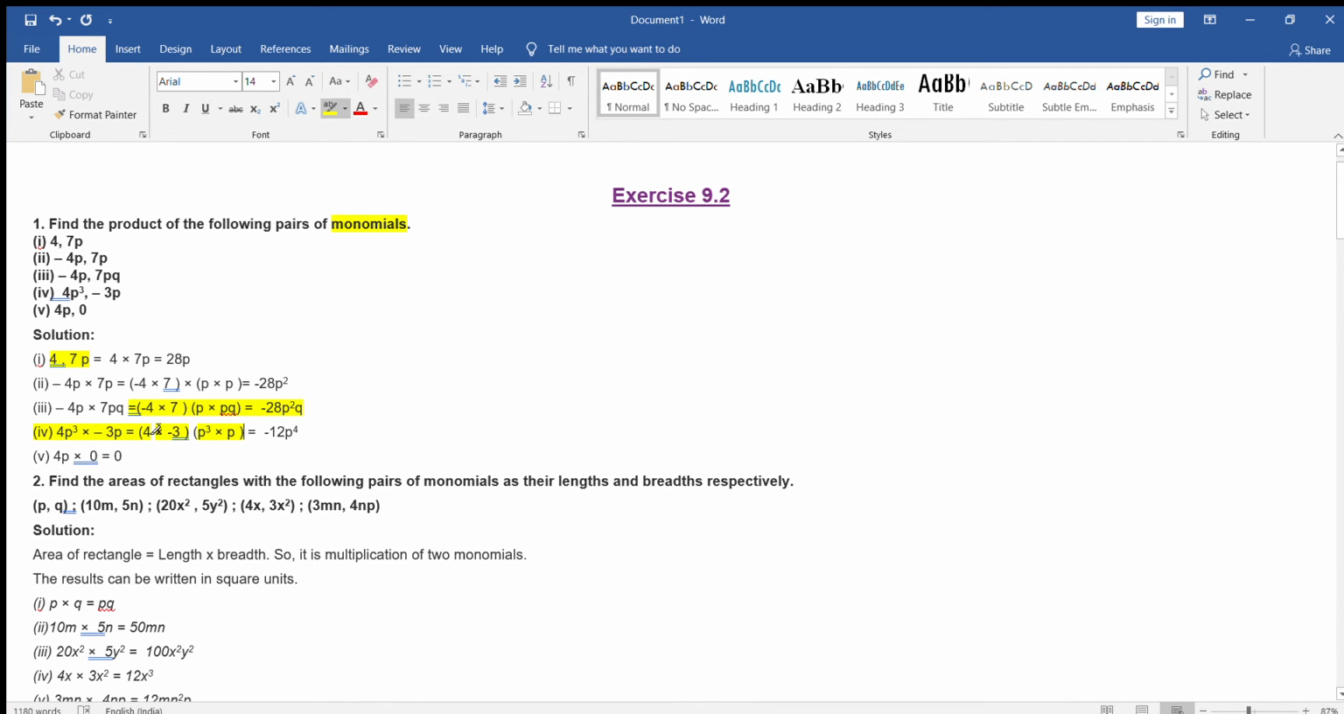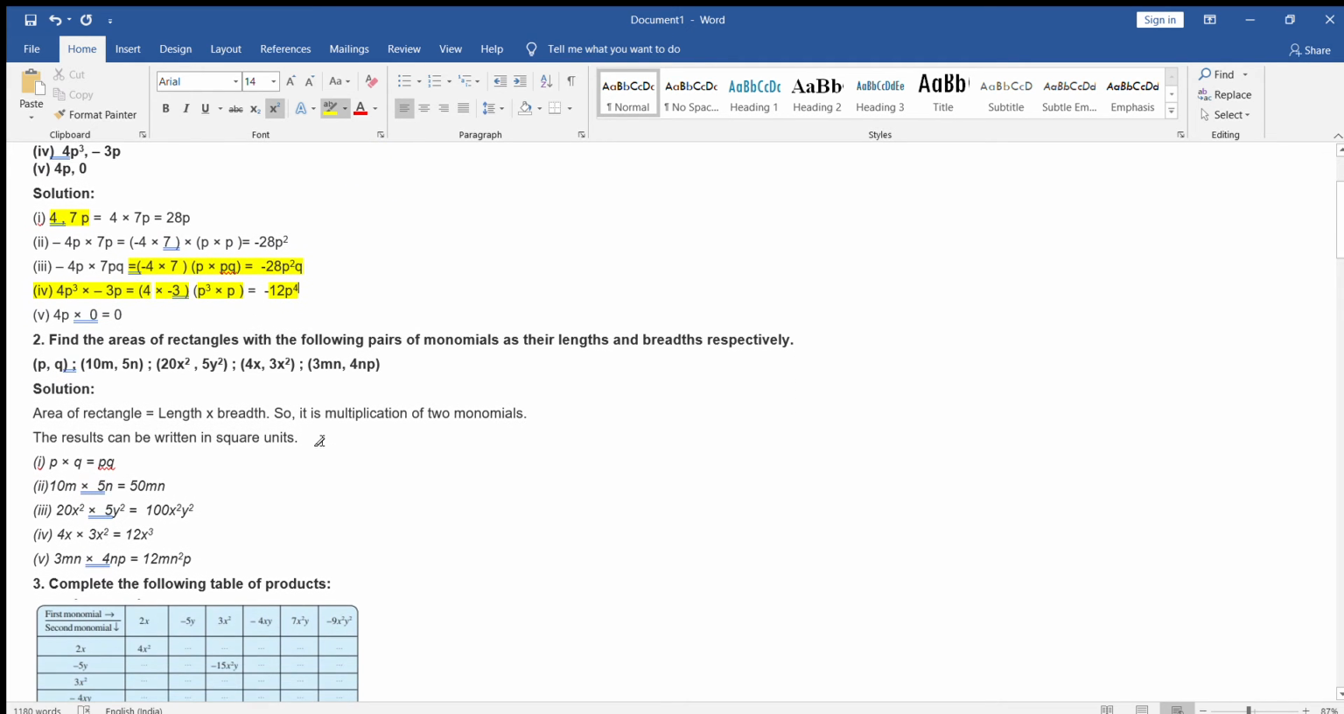When we multiply minus 3 and 4, we get minus 12. And when we multiply the same variable, p cube and p, the powers are added. For p cube the power is 3, for p the power is 1. So both powers will be added, meaning the power will be 4. So the result we get is minus 12p to the power 4. So simply we have to multiply.